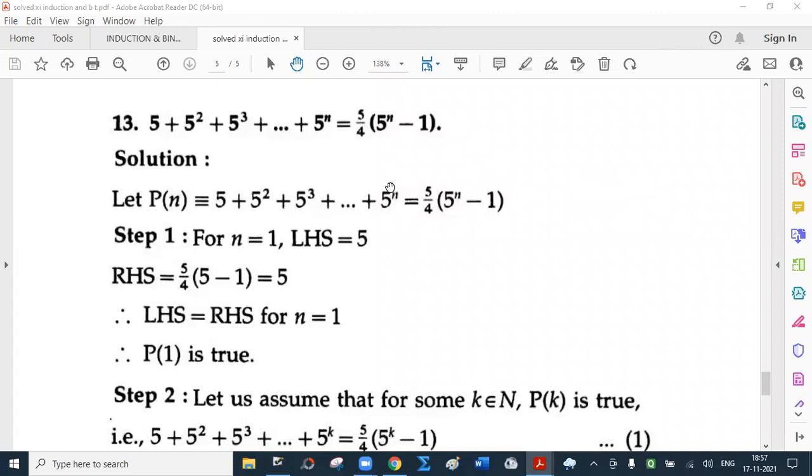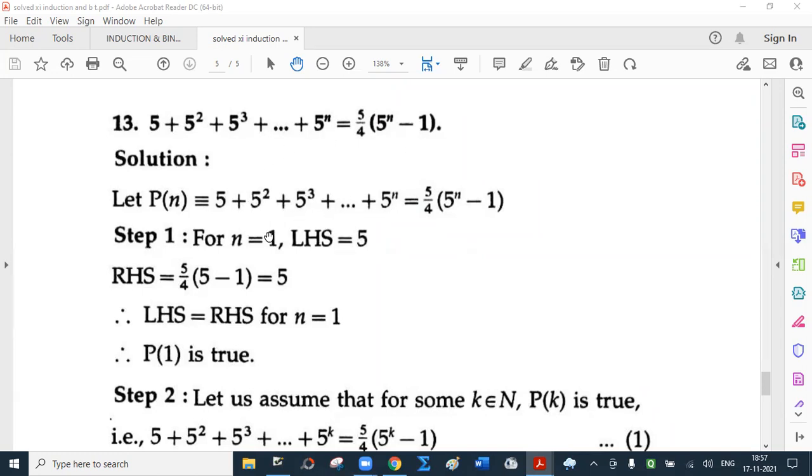Sum number 13. Let me explain first, but please do write the solution after the lecture. Prove by induction 5 plus 5 square plus 5 cube up to 5 raised to n. Clearly, this is the sum of the first n terms in a geometric progression. Now, please don't say using formula. You have to use the method of induction. You have to prove that it is 5 by 4 into (5 raised to n minus 1).